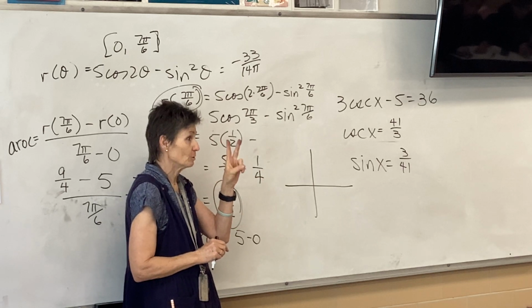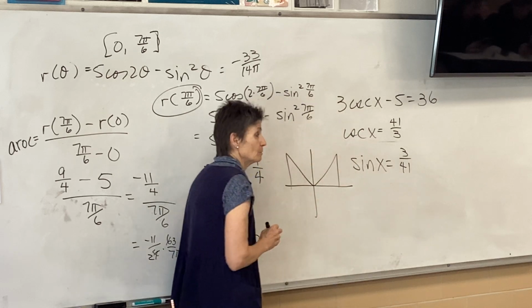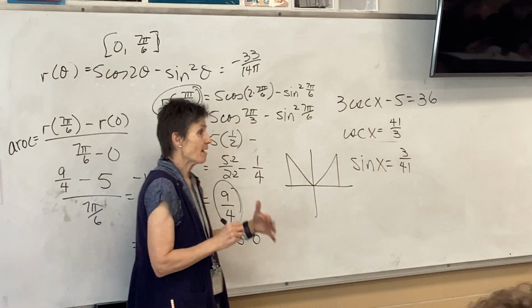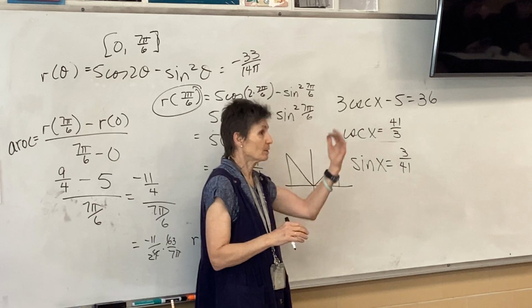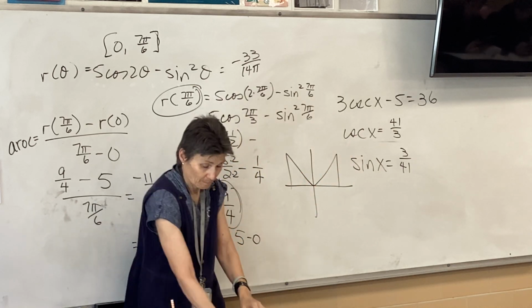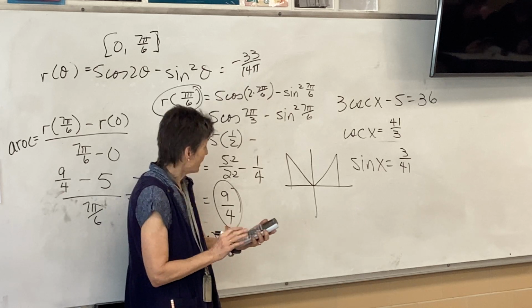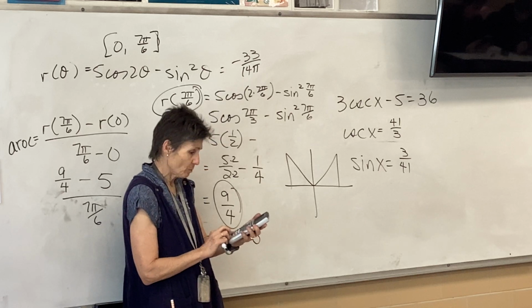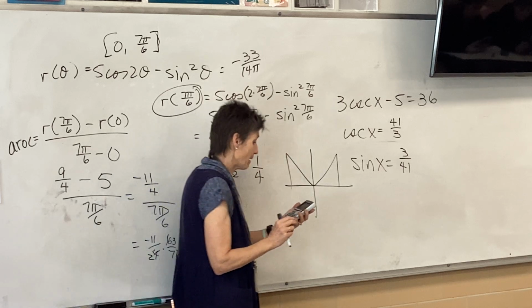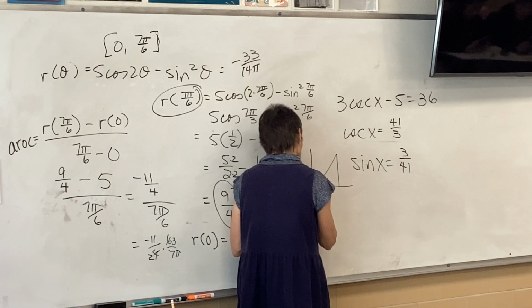Or 2. This could be quadrant 1 or 2. It's like having a pi over 3 angle in 1 or 2. Only it's not pi over 3, it's what? Second sine, 3/41. I got 0.073. Is that what you got?